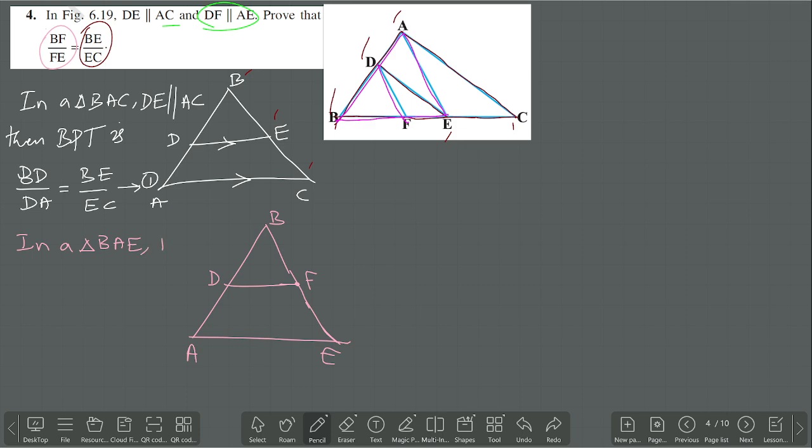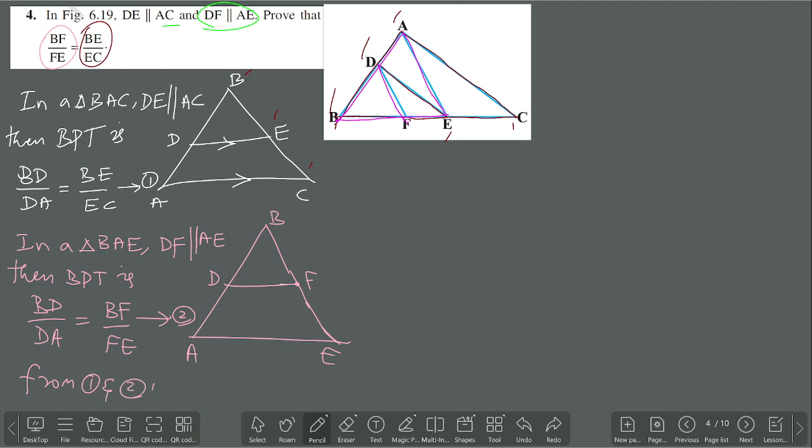So in a triangle BAE, what is given? DF parallel to AE. Then BPT: the first portion is BD divide DA equal to BF divide FE. Second, it's result number 2. From 1 and 2, what am I getting? From 1 and 2, we get, listen carefully, BD divide DA, the left hand side is same. What about the right hand side? Same. That means BE divide EC equal to BF divide FE.